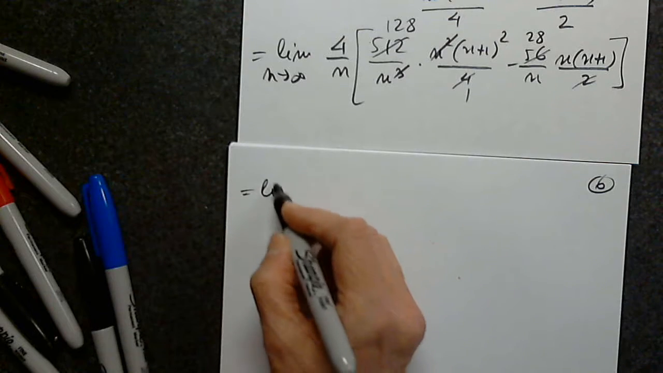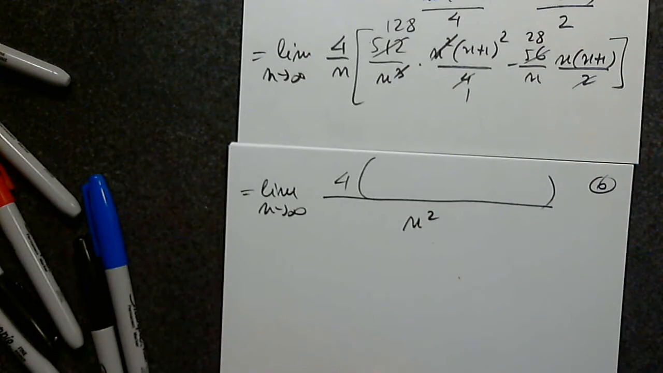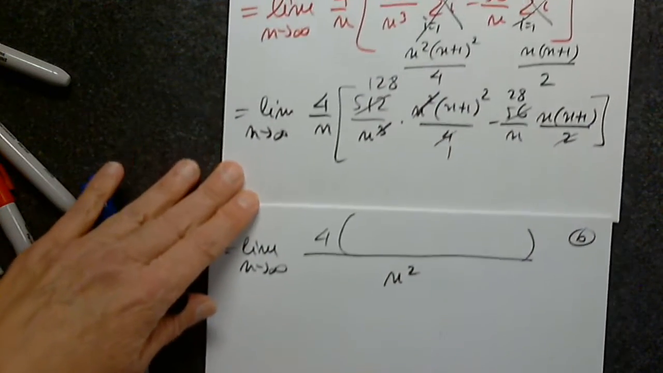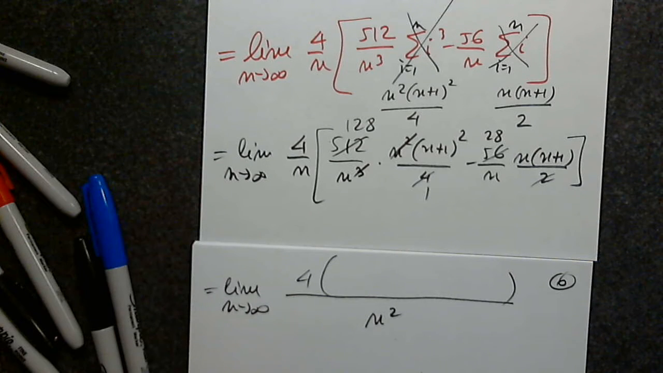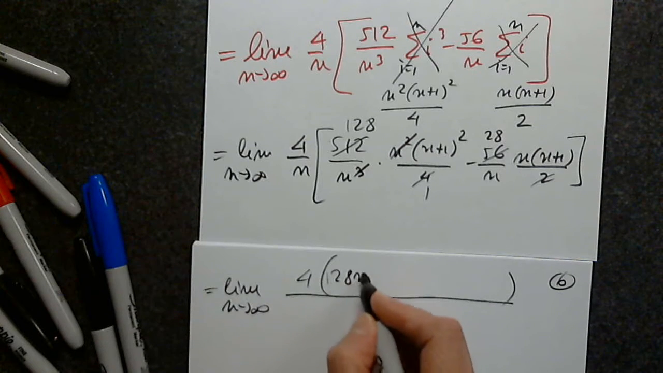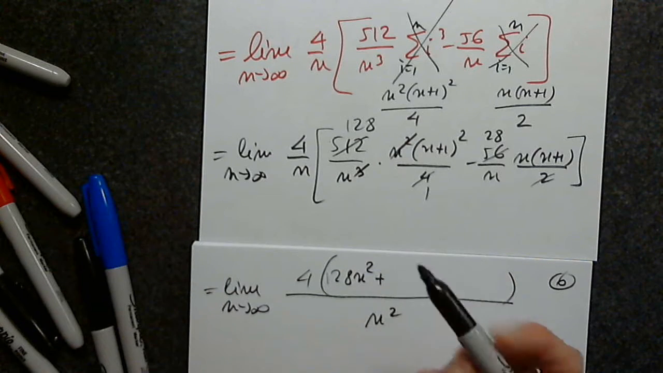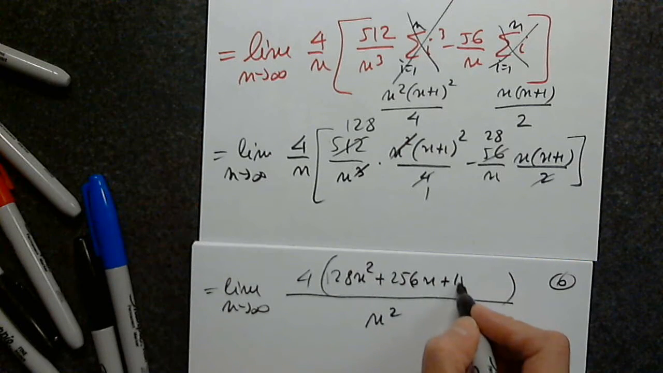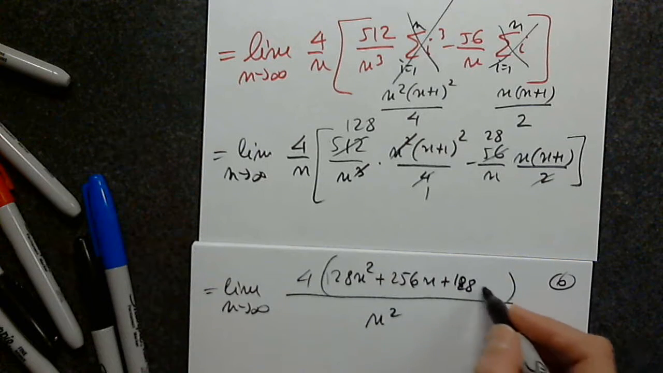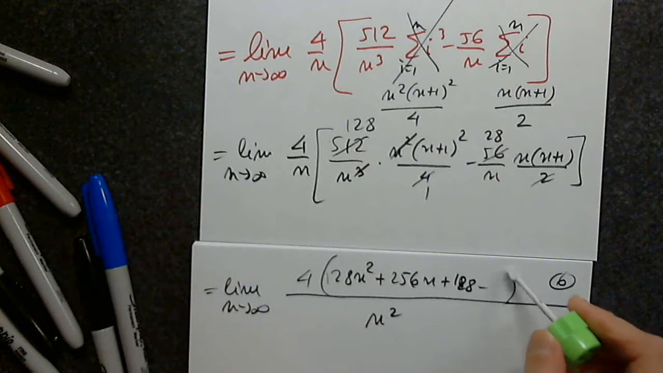So it will be n squared, as expected. So limit as n approaches infinity of n squared, and let's see what we get here. So 128 times n squared plus 2n plus 1. So 128 n squared plus times 2, what do I get? 256, right? n plus 128 minus, of course I ran out of room. Are you surprised? No. I always do.